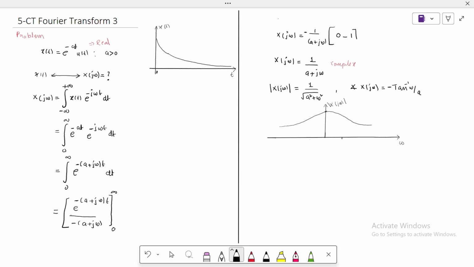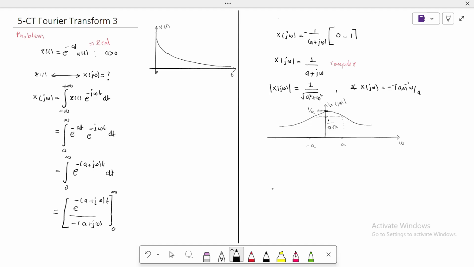At omega equal to minus a, it will have the same magnitude, 1 by a root 2. Here the maximum value equals 1 by a. So this is the magnitude plot.